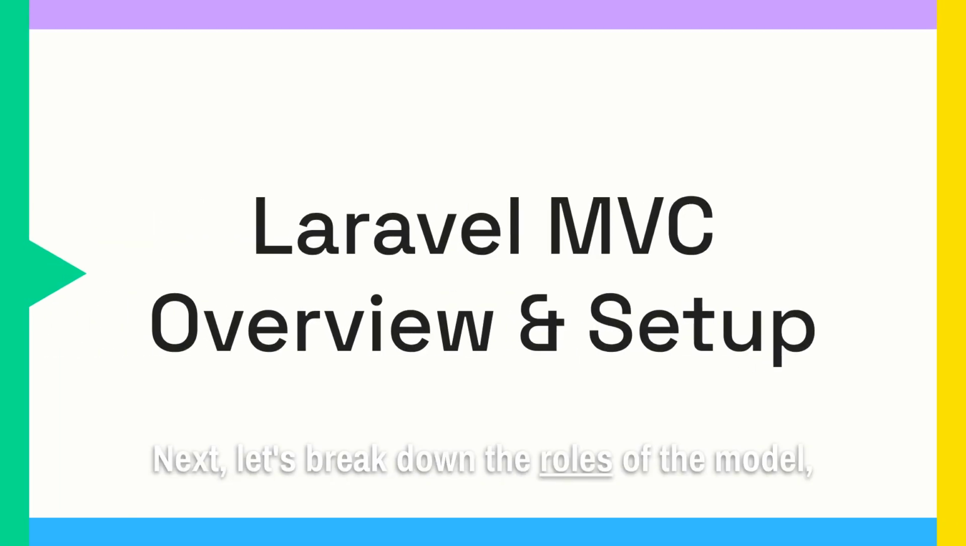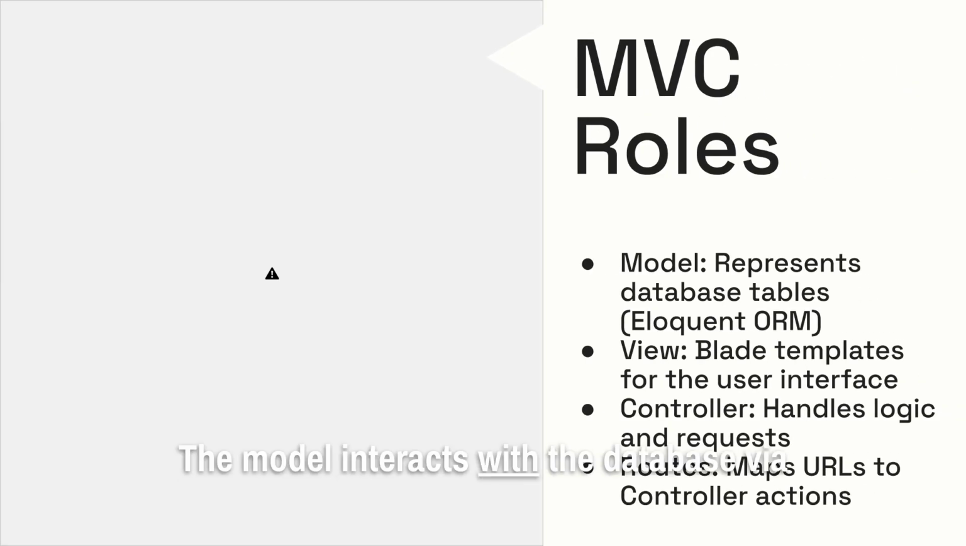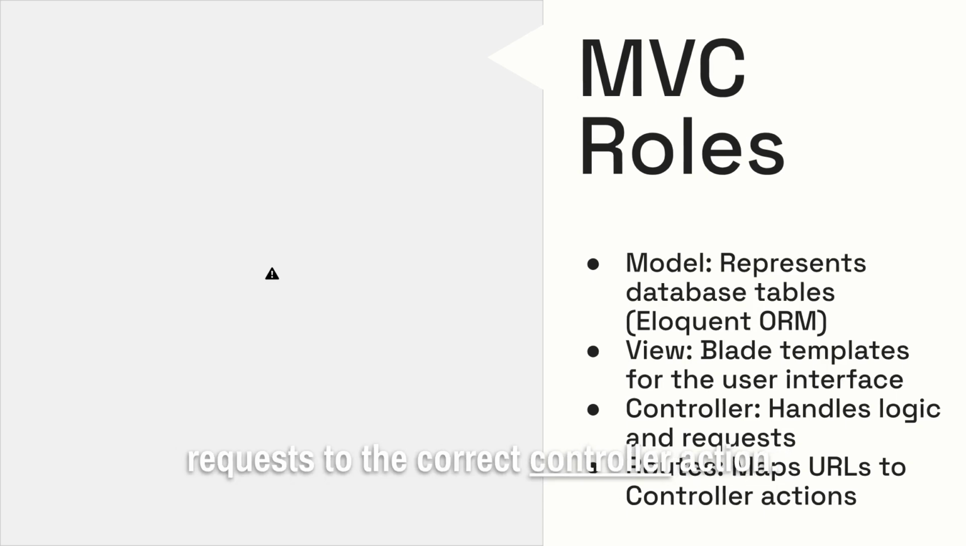Next, let's break down the roles of the model, view, and controller and review the essential setup commands for a CRUD resource. The model interacts with the database via Eloquent ORM. The controller processes requests and communicates with the model. The view renders the UI, and routes direct requests to the correct controller action.